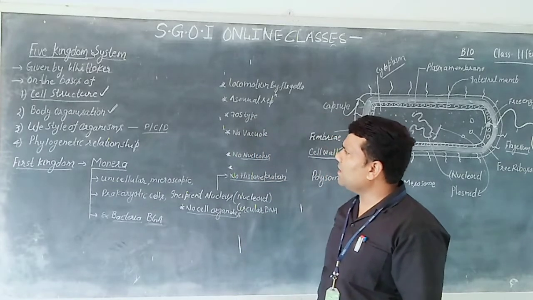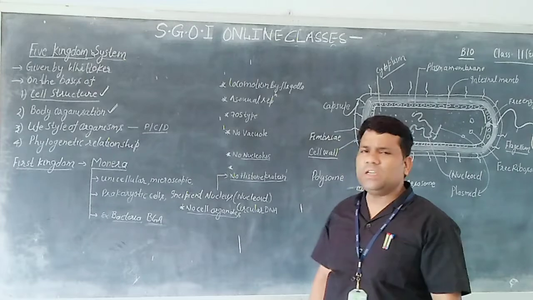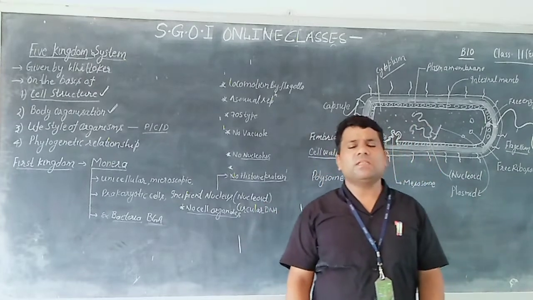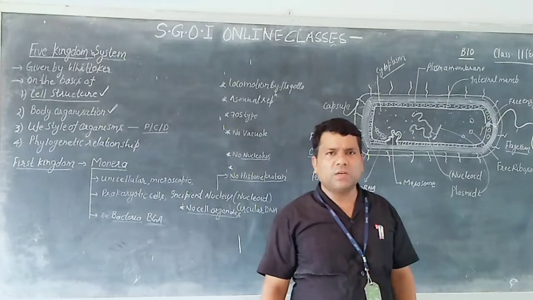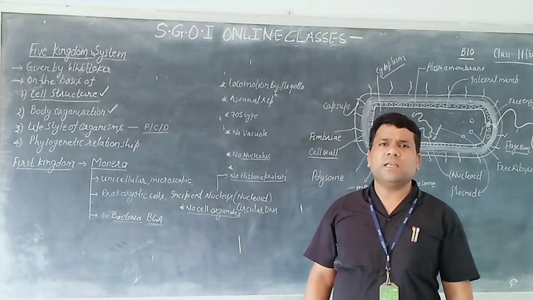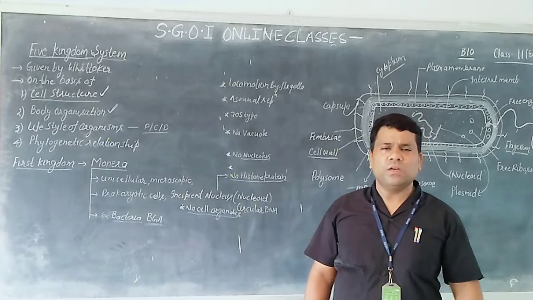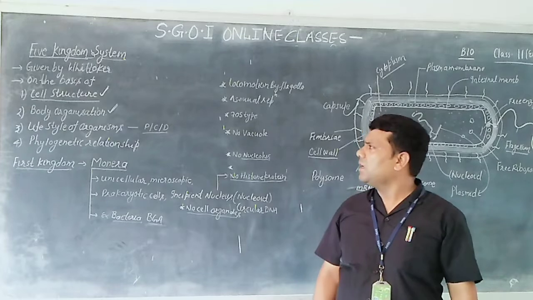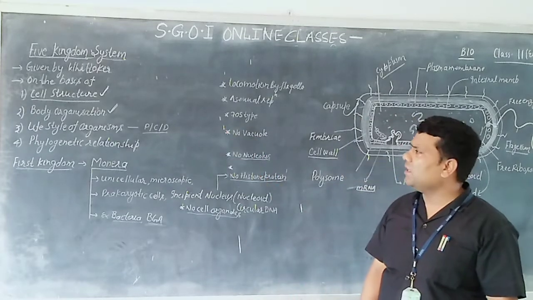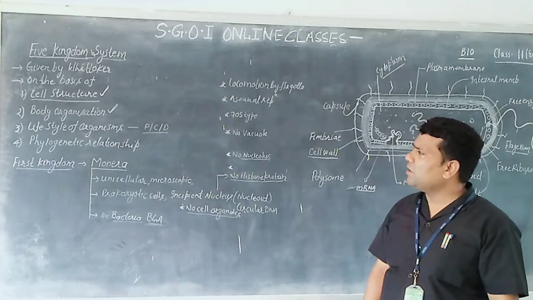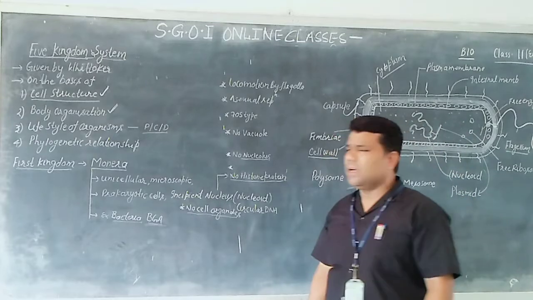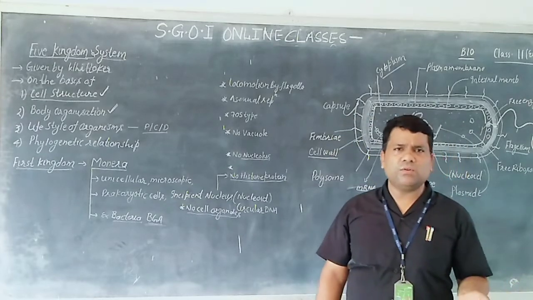Now comes the second point, which is body organization. As you know, many organisms are made up of a single cell, which means they are unicellular, and many organisms are made up of more than one cell, which means they are multicellular. So unicellular and multicellular are the basis which tell the body organization of the organisms. A single cell organism is known as a unicellular cell.